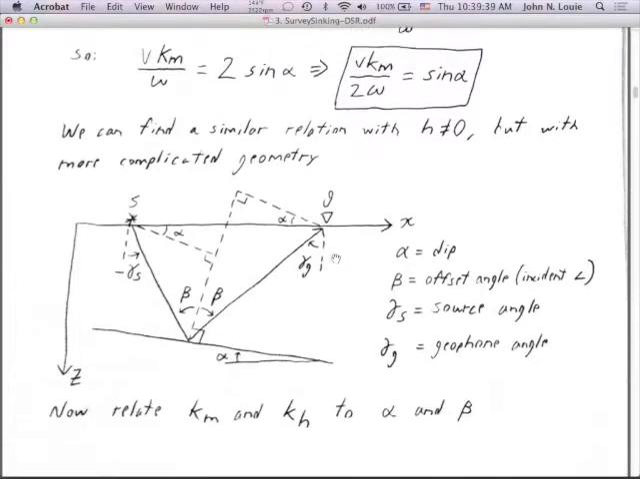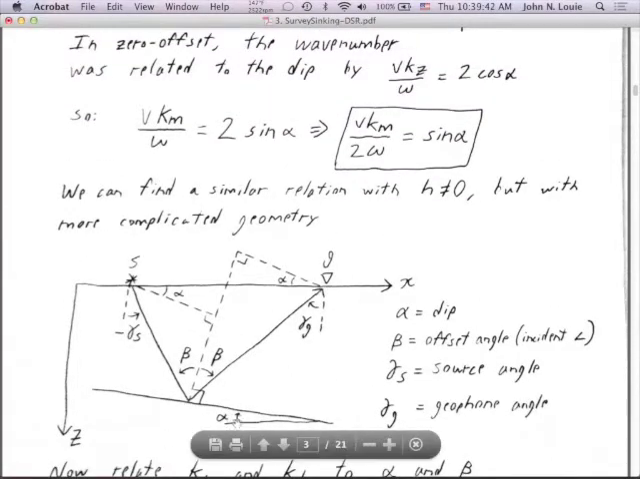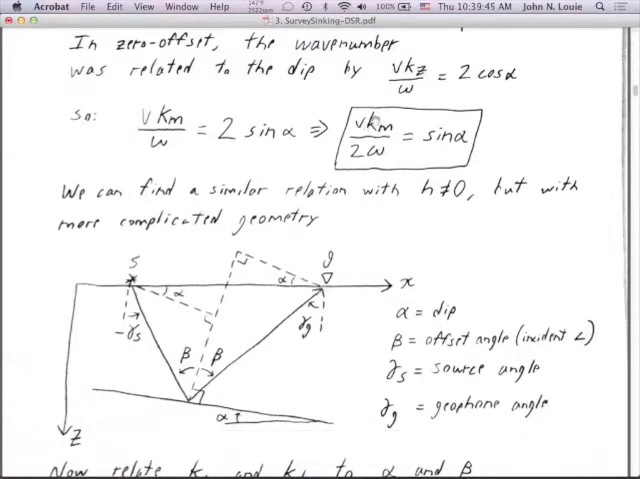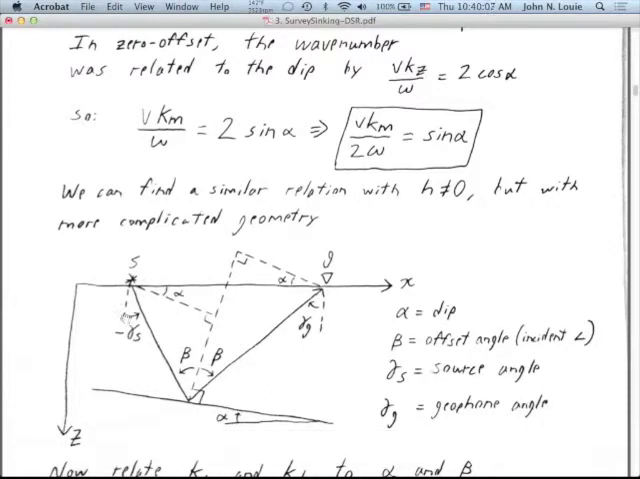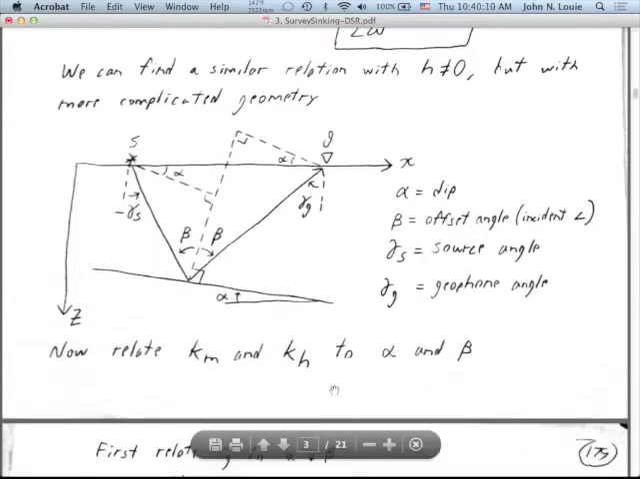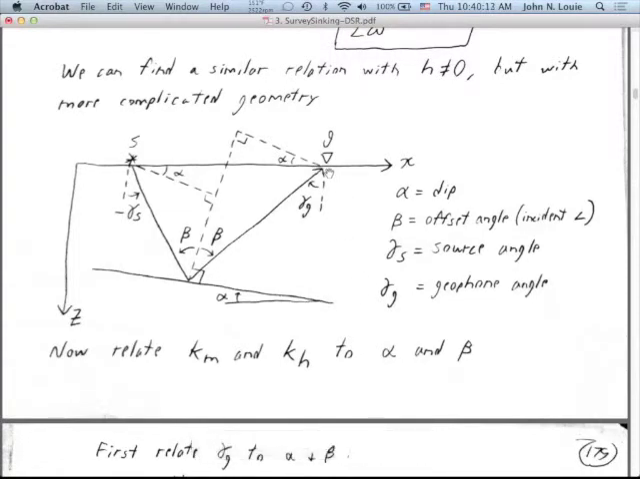What we're trying to do here is figure out how the dip is related to the slope of the arrival, the apparent velocity of the arrival at the source as it's leaving the source, and as it's arriving at the receiver. So we need to take the dip and calculate these triangles and get all the angles in here, and we can get to the source angle and the geophone angle. Of course, the distance between the source and receiver is 2h. We may get a chance to use that.